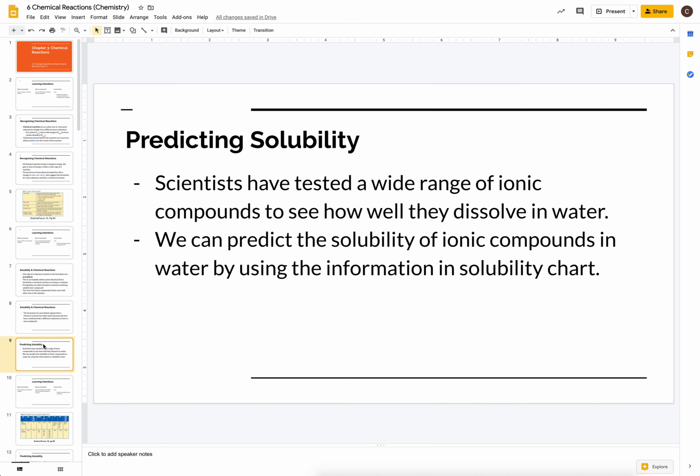When we predict solubility, we're able to do that because scientists have done many tests of ionic compounds to see what dissolves in water and what doesn't. And out of that, we're able to build up a trend. And that trend is summarized in what we call a solubility chart, which we'll talk about in the next video.